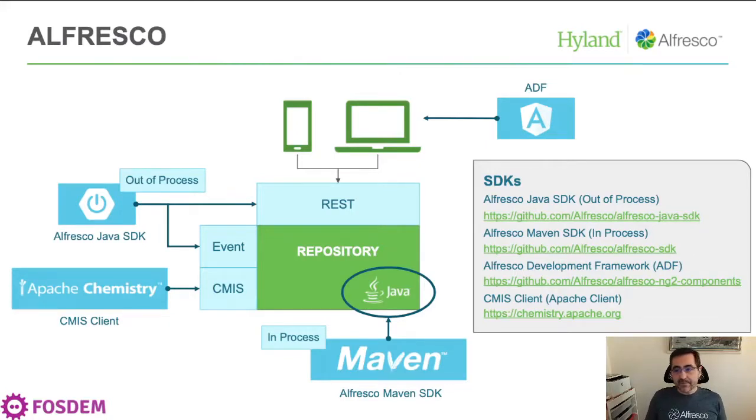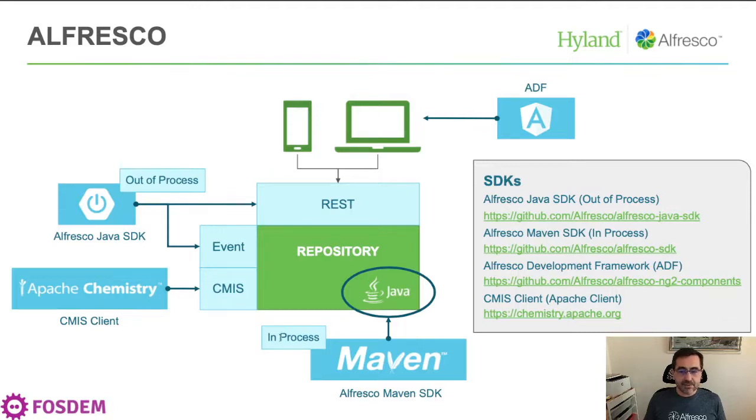The Alfresco platform provides different extension frameworks. The out-of-process SDKs expose repository services via REST, events, and CMIS protocols. These kinds of SDKs are used for integration from external applications, so you may choose your way according to your requirement. Since the Alfresco Java SDK makes it easier to use the REST API and events, any other software can be used for the integration. When using the CMIS standard, Apache Chemistry clients available in many different programming languages can be used.